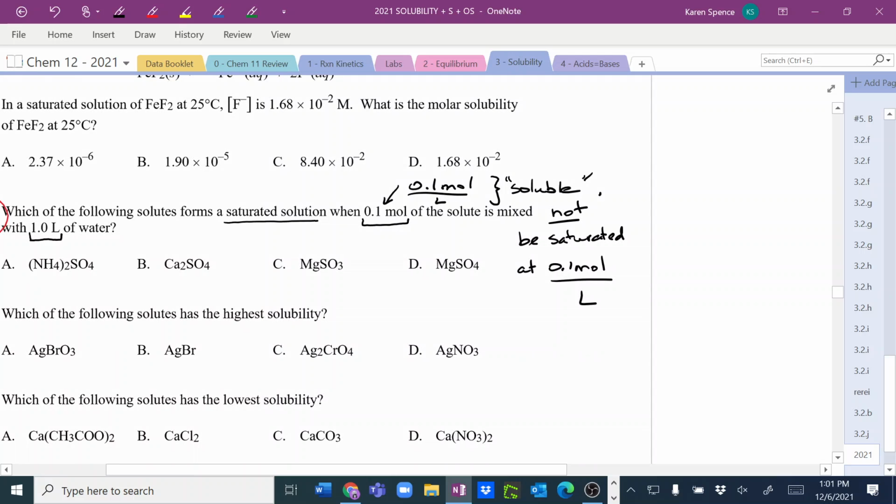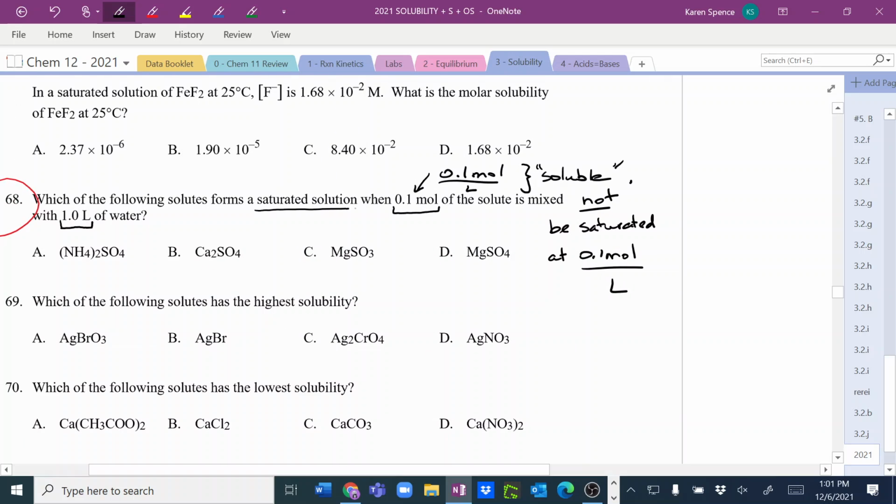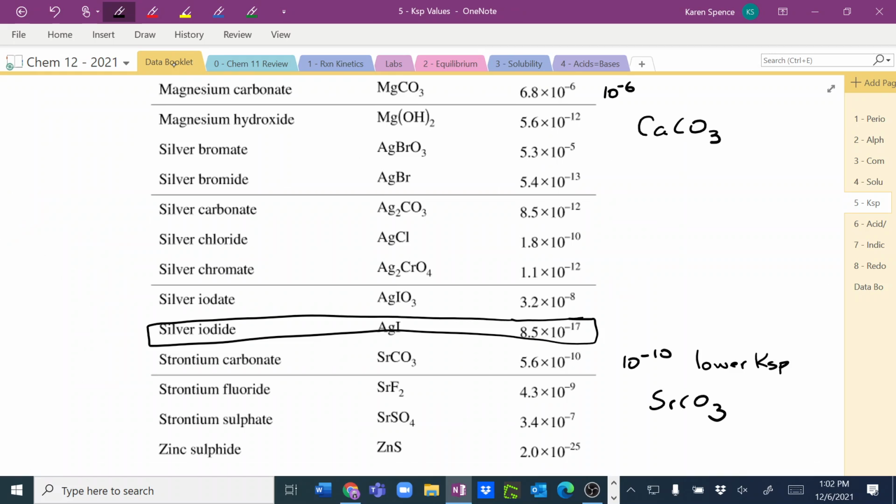And so what that means is that if we want something to actually be saturated, if we put 0.1 moles in 1 liter, we have to find something that is low solubility. Okay, so we're going to look up our sulfates. Certainly it's not going to be ammonium, because ammonium is soluble with everything. We can look up calcium sulfate, magnesium sulfate, and magnesium sulfite. I'm going to guess right now that it's magnesium sulfite because I know it's at the bottom of the table, but let's just double check.